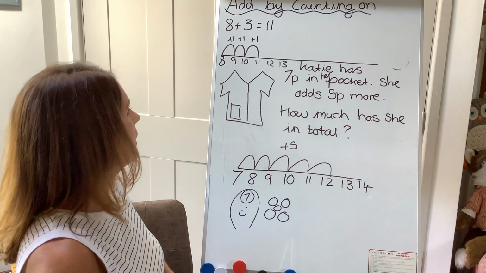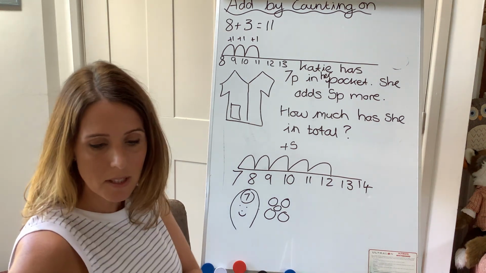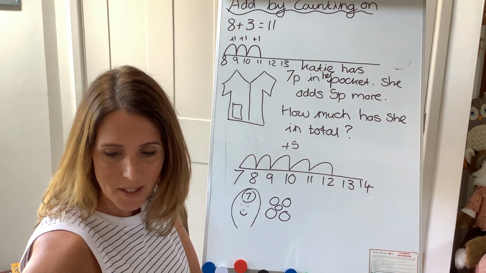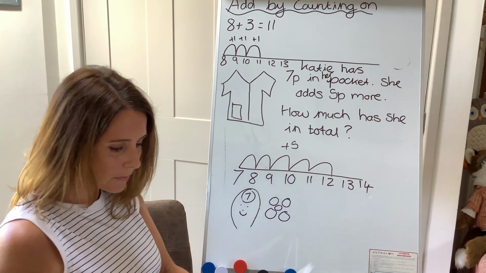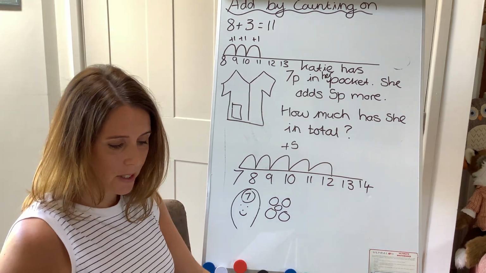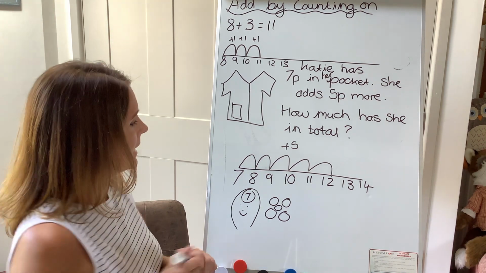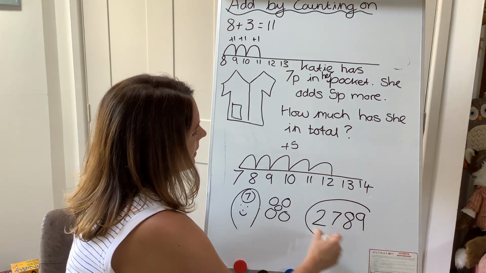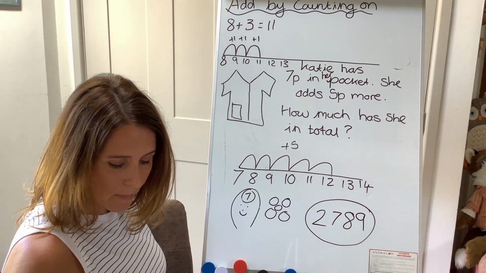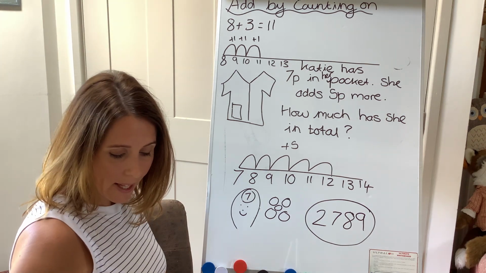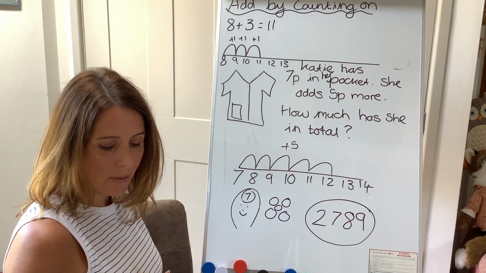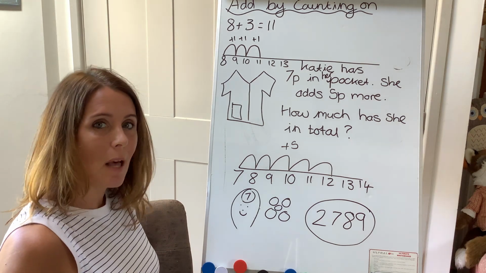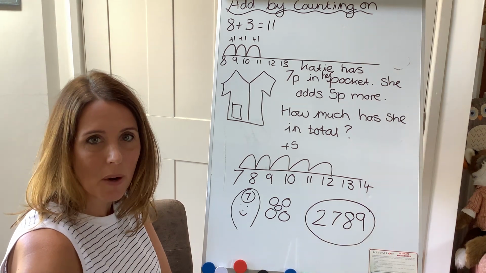The final thing that we looked at, actually before we go on to that, I had some brilliant work sent in to me, a number puzzle. There were 2,789 animals in the zoo. 6 monkeys were born. How many animals are in the zoo now? So that's something a little bit more challenging. If you want to, have a go at that one.